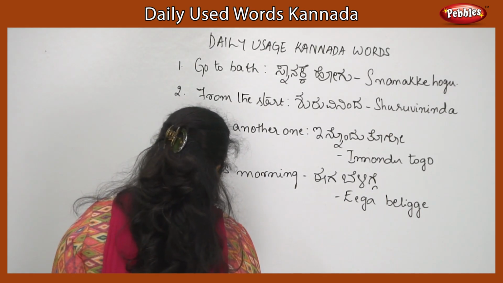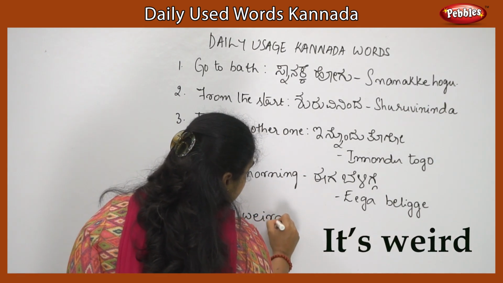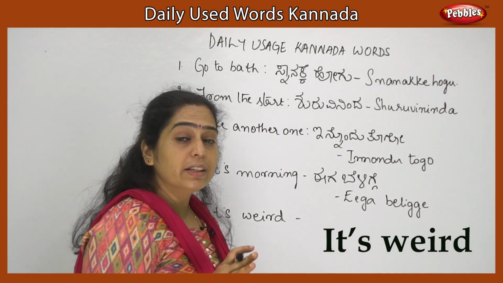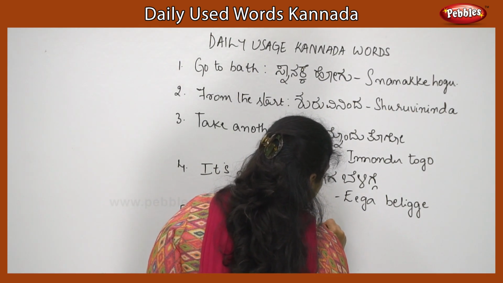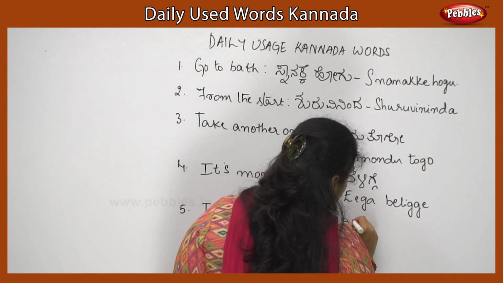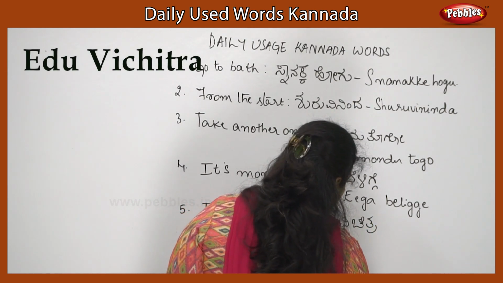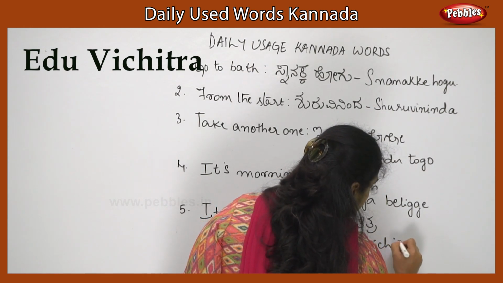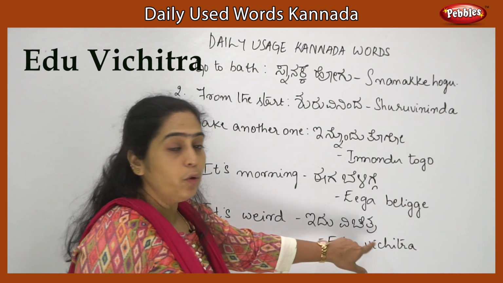Fifth one, it's weird. Weird is which is not perfect or which is like something else. Which is not normal, you can say idu vichitra. What you will say for weird is vichitra. Idu vichitra.